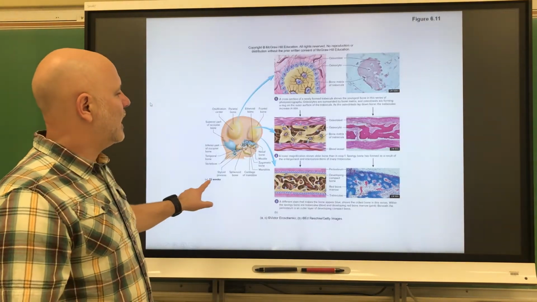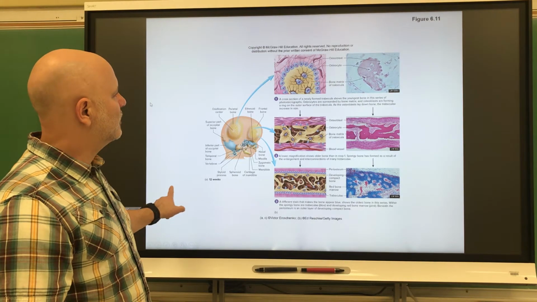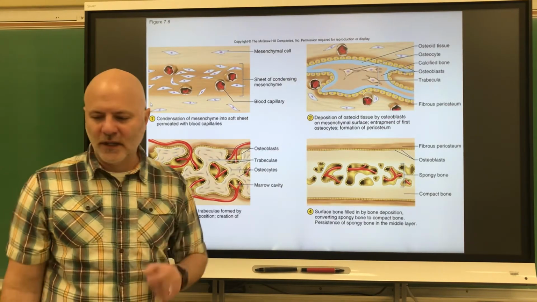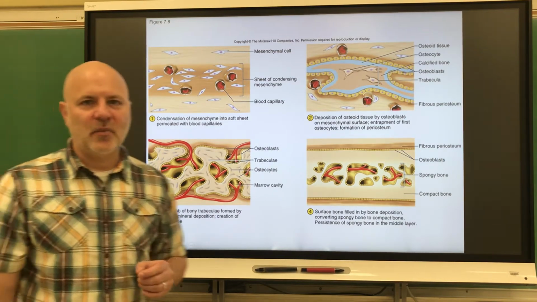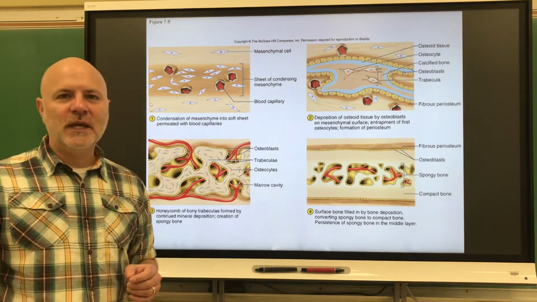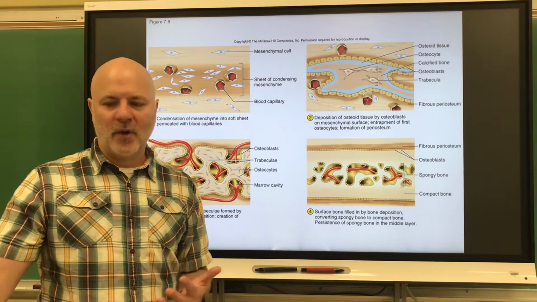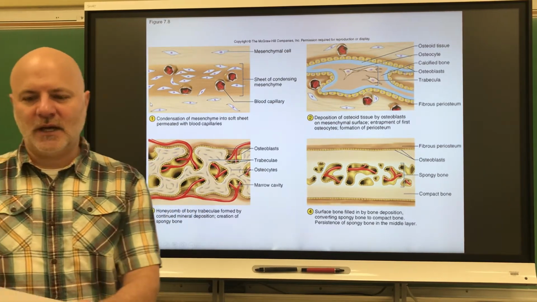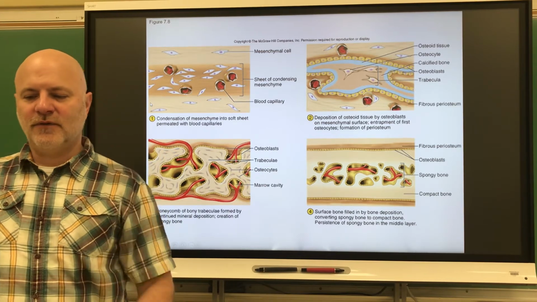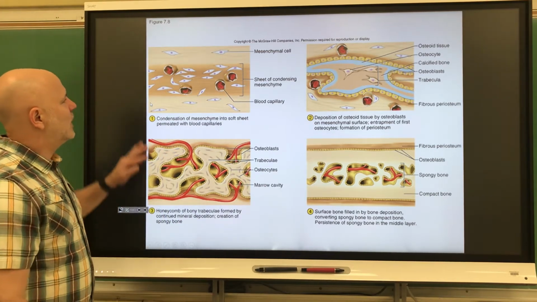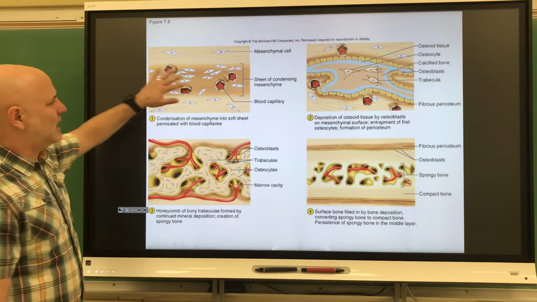So let's take a look at bone development. So first here, looking at this picture here. The first type is called intramembranous ossification. So intra, within, membrane. So this is a process of replacing mesenchymal connective tissue to form bone. So here we're going to start off with mesenchyme, all right?